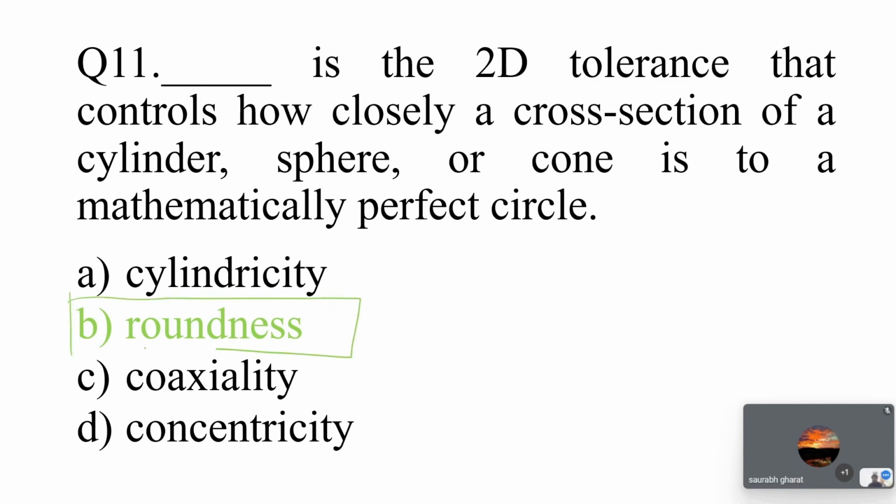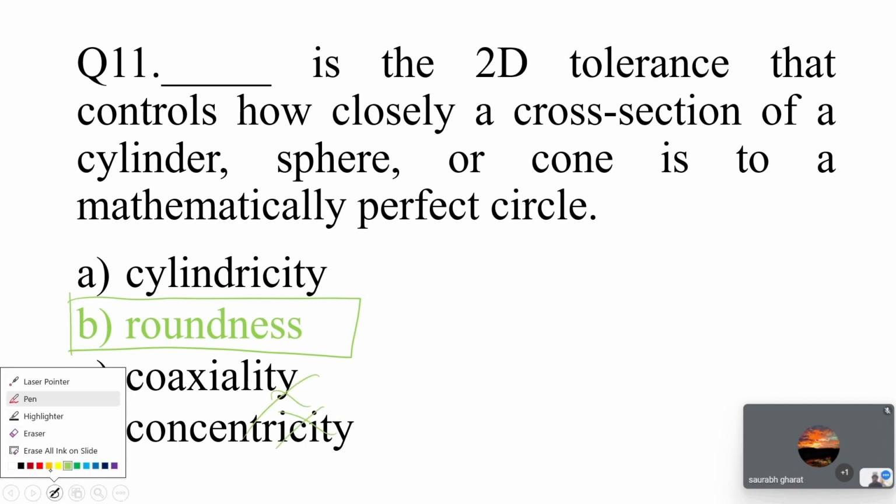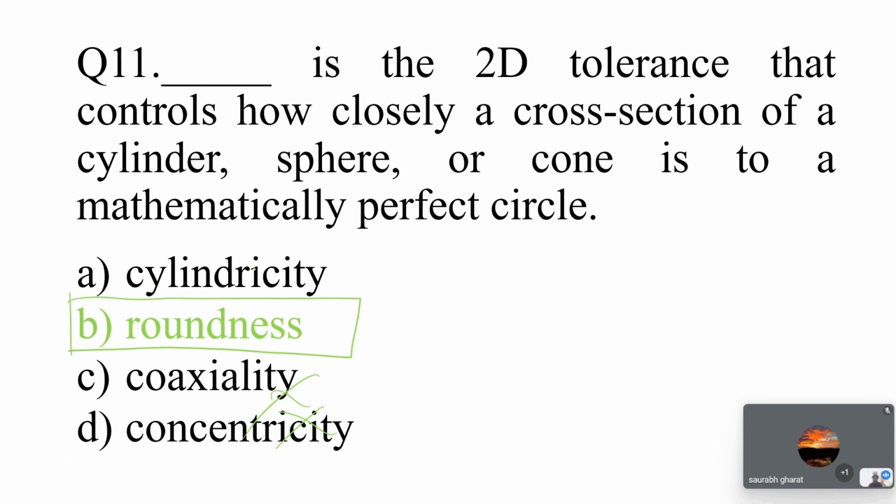Because cylindricity is different, and concentricity, these are actually different. Only roundness will tell you how closely the cross section of a cylinder, sphere or cone comes to a perfect circle. So roundness is the correct answer.